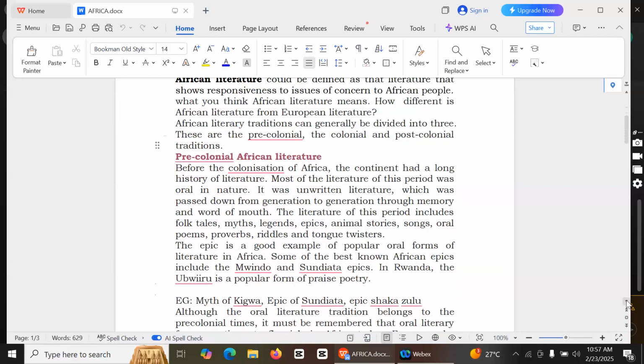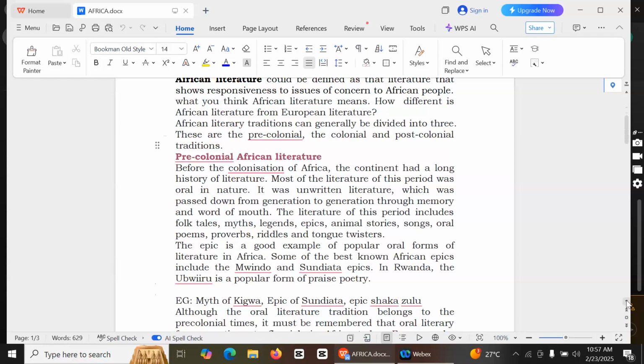What is the pre-colonial African literature? Dear student, it is literature before colonization, before the coming of white people in Africa. It was oral literature, a spoken literature, unwritten. They used this literature, passing it from one generation to the other through memory. People memorized it, and generation by generation they told it to the next generation by word of mouth.